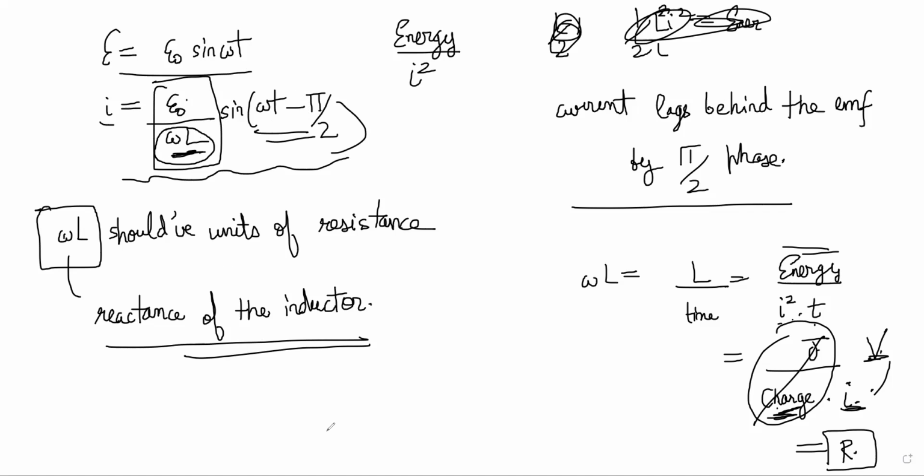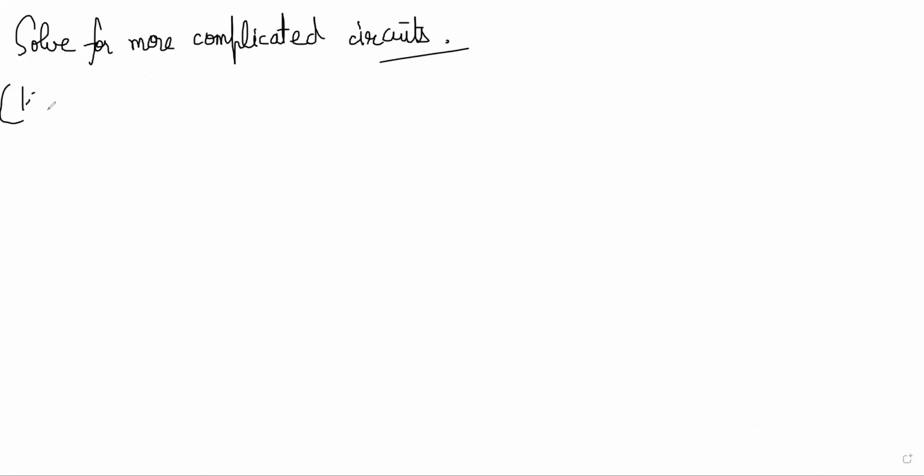The next thing we need to do is to solve for more complicated circuits, which are basically combinations of these. For example, a resistance and a capacitor with an AC source. Normally, we have done resistance plus capacitor in a DC source earlier, when you saw charging and discharging circuits.